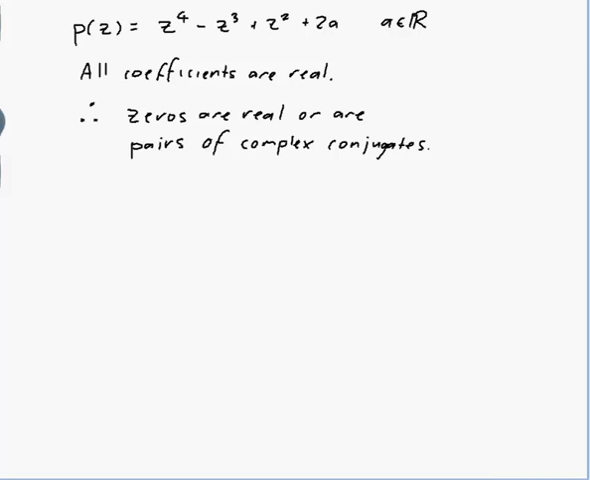Okay, well that means that since 1 plus I is a zero, its conjugate must be a zero as well. 1 minus I is also a zero. That's good.